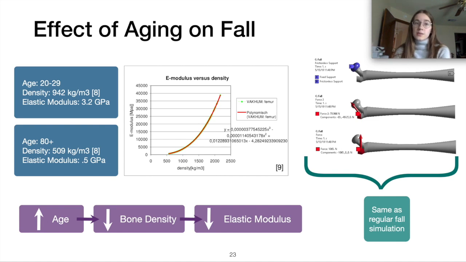My third simulation is aging, the effect of aging on fall. So I set up the model the same, as you can see here, the exact same as the previous slide. But what changed is the elastic modulus of the bone and the density. So this is based on the paper I previously mentioned that had a chart of all the different ages and their density. So I found out that around 80, someone like me, I would have a density of about 500 kilograms per meter cubed in my bone.